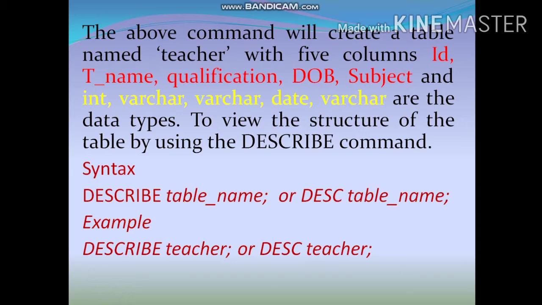with 5 columns. That is ID, which type, integer type, teacher name, that is a varchar type, qualification, that is also varchar type, date of birth, that is a date type, subject is a varchar, are the data types. To view the structure of the table we use the describe command.